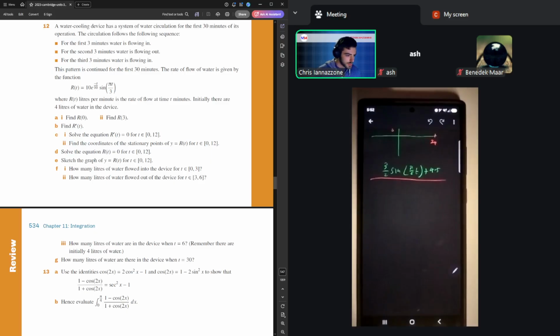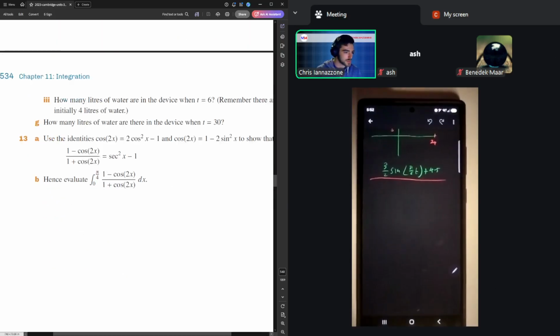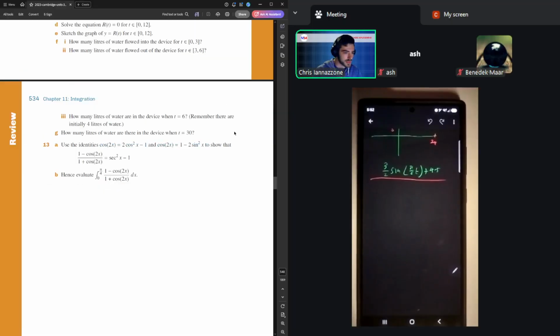Okay, the hard part. So 13. Use the identities of that and that to show this equation is true.